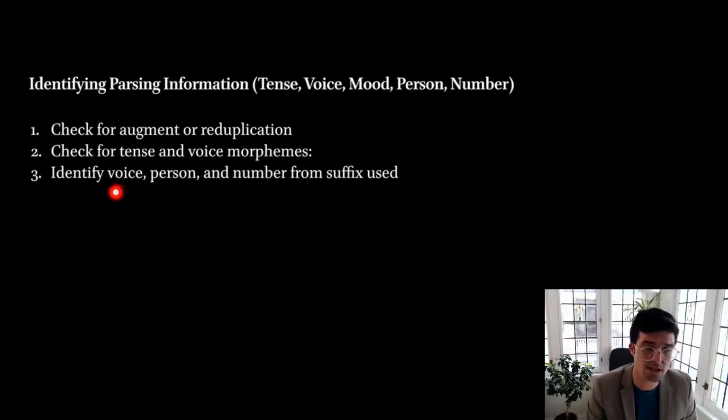And then the last thing to do is to identify the person and the number and the voice. So sometimes you'll need to look at the suffix to be able to figure out what the voice is, whether it's active, middle, or passive. But primarily you're going to be getting person and number information from the suffix.